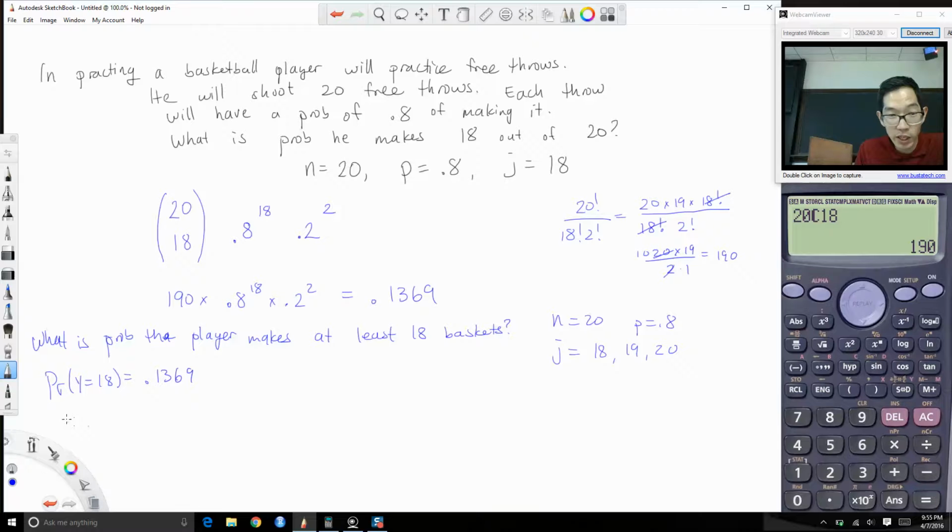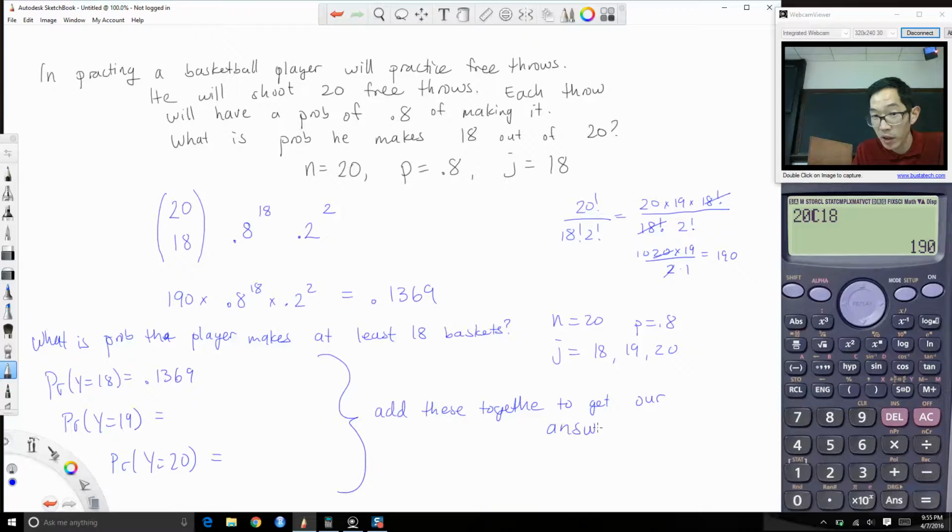And then I would have to calculate the probability that y is equal to 19, and the probability that y equals 20. Then I would figure these numbers out, and add those three numbers together to get our answer. And I don't feel like doing that right now, but I hope this illustrates what you would need to do if the question said something like at least 18, right? So at least 18 means 18 or more: 18, 19, or 20. Sometimes you might see language like that in a problem.